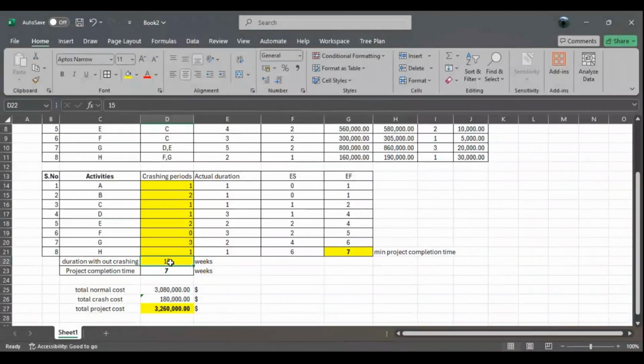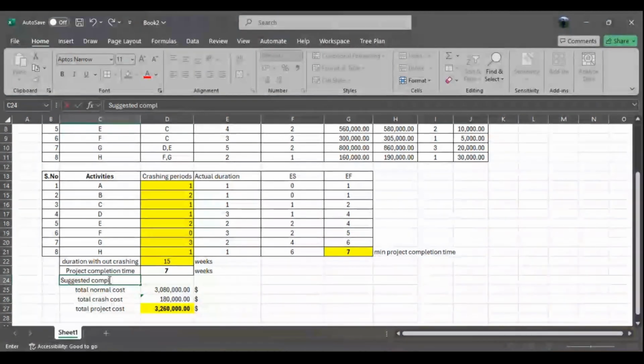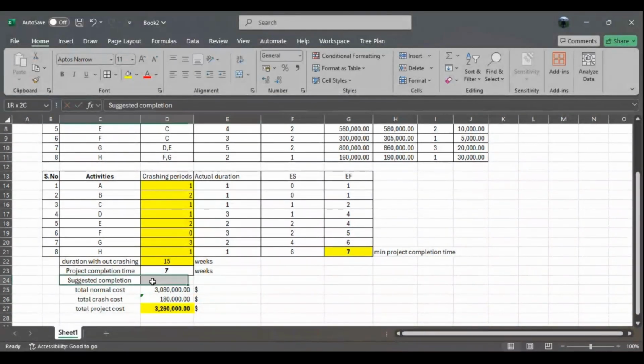Now let's think in a way. This project initially could be completed in 15 weeks, and this project can be crashed to 7 weeks. But let's suppose you got a suggested completion period of the project, maybe in a project meeting, but that suggested project completion duration is not equal to 7. It's slightly above that, but below that original duration. So for instance, what if in a meeting they decide that instead of crashing it to its lowest limit, we need to crash this particular project to 12 weeks? Then considering this context, what would be the cost right here?